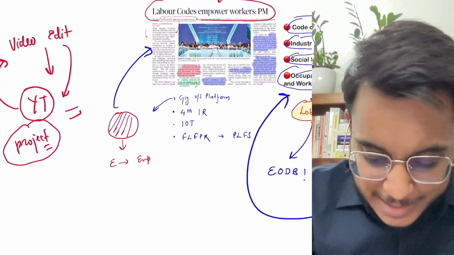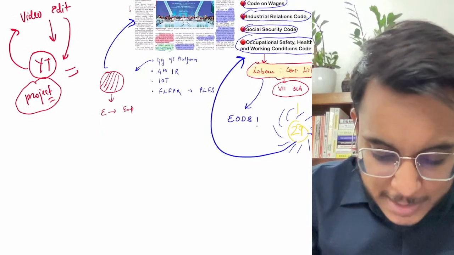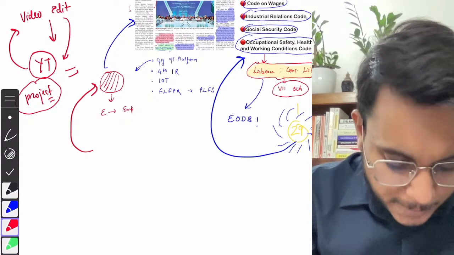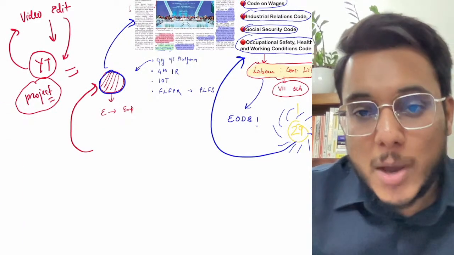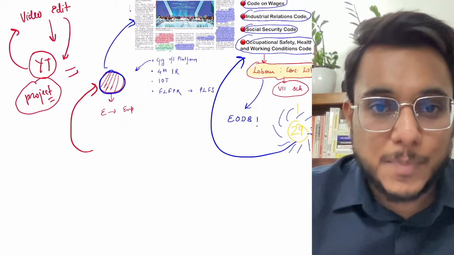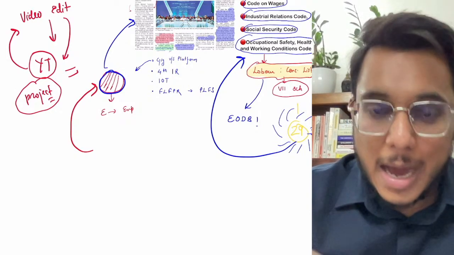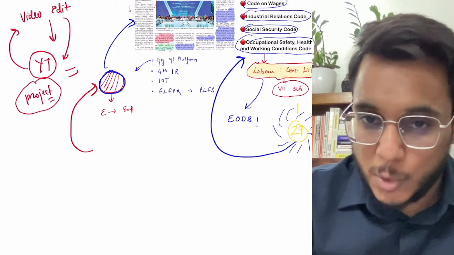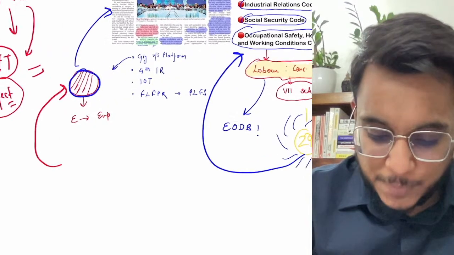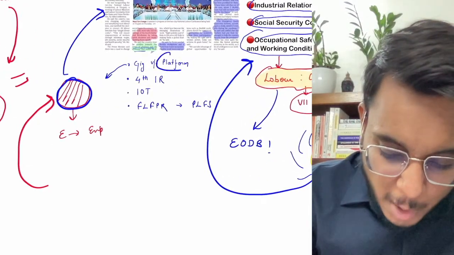So basically guys, the gig economy is that particular section of economy where the employer and employee relations are not long term. The employer and employee relations are on the basis of a contract. Okay, this is the gig economy. Then there is one more, that is the platform economy.